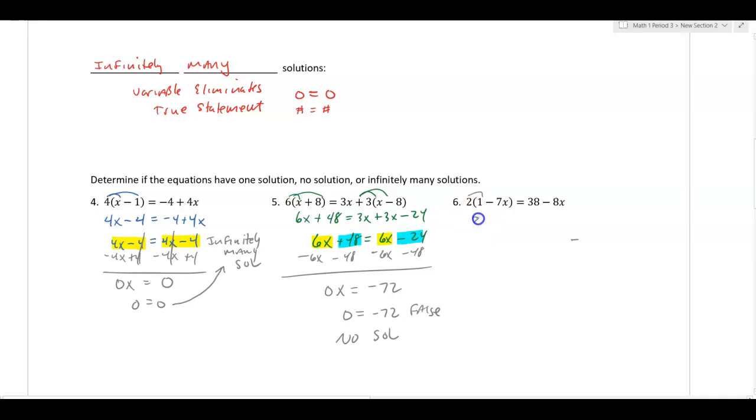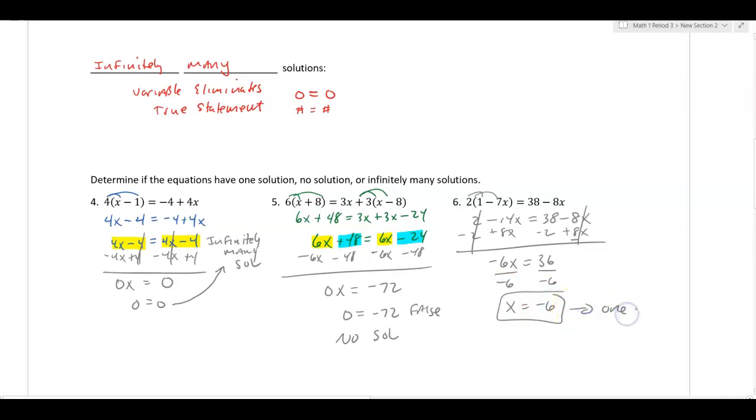And the last one here, 2 times 1 is 2, 2 times negative 7 is negative 14x, equals 38 minus 8x. Now, I'm going to go ahead and solve for x. The 2's eliminate. That's negative 6x equals 36. Now notice, here I can solve for an x. Divide both sides by negative 6. 36 divided by negative 6 is negative 6. There's my answer. So this linear equation has one solution.